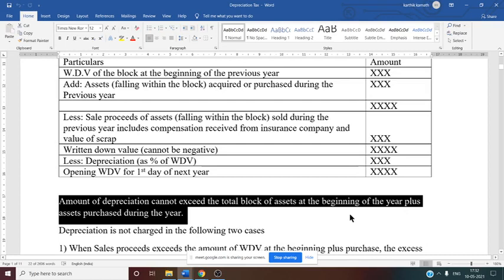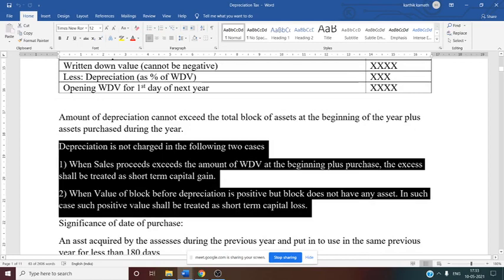Then depreciation is not charged in the following two cases. Depreciation is allowed in almost all conditions, but there are two exceptions to the rule of depreciation. So that we have to see now. Exceptions to the rule of depreciation. See this. When sales proceeds exceed the amount of written down value at the beginning plus purchases, the excess shall be treated as a short-term capital gain.